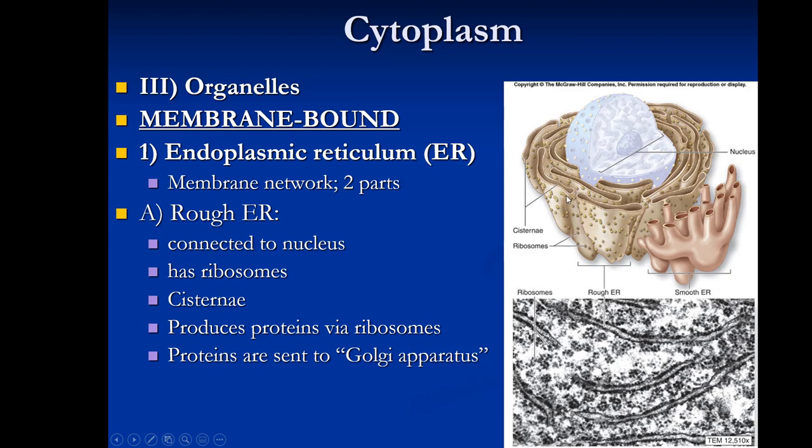So the importance of the rough ER are the ribosomes that it has, all these dots. The ribosomes produce proteins. They're important in protein synthesis, so making proteins. That's the main job of the rough endoplasmic reticulum. It makes proteins via the ribosomes that it has. When the proteins are made here, they're sent to another organelle called the Golgi apparatus, which we'll get to shortly. The only other thing I was going to point out here: this is an electron microscope picture of the rough ER. You can see the cisternae, the flattened sacs, and all the dots that you see around it tell us that it's the rough ER.